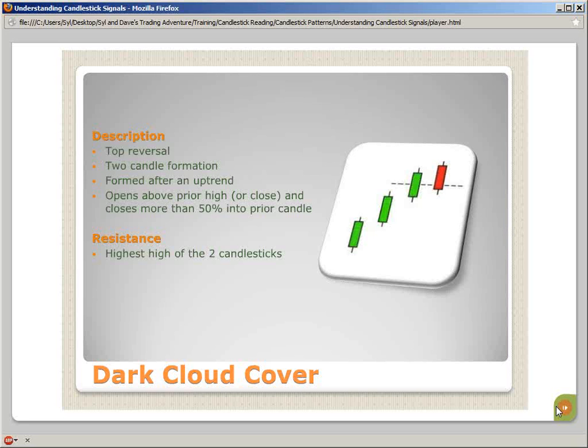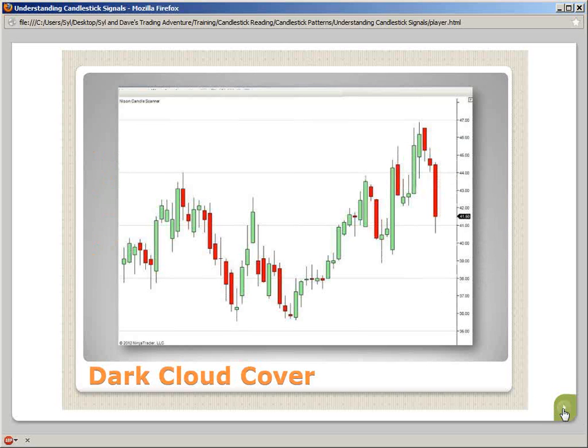This is a dark cloud cover. Makes sense. It gaps higher. It's coming down. It's a red candle. You got cloud cover over top of the bullish nature of that trend from prior. So you've got a top reversal. It's a two-candle formation once again, formed after an uptrend. Once again, it's got to close at least 50% into the prior candle. And again, the resistance area will be the high of the two candles, whichever is the highest high of the two candles. Right? Okay, here we go.